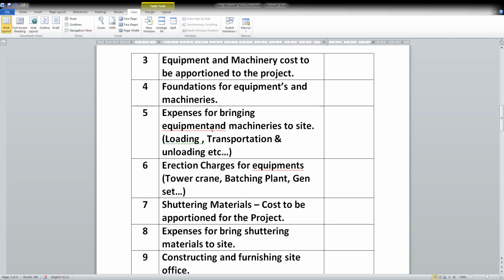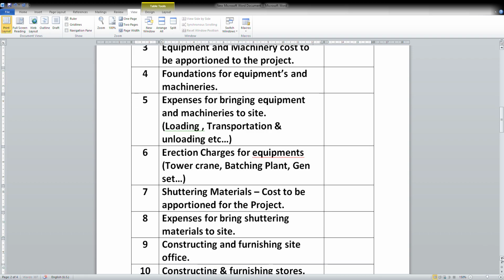Now, expenses for bringing the equipments. When you need to load it, transport it, unload it, there are expenses. So this can be captured here. Similarly, erection charges for these equipments. Whenever you bring the equipment, there will be certain erection charges for tower crane, batching plant, genset, etc. That has to be captured here, and that expense can be taken up here.